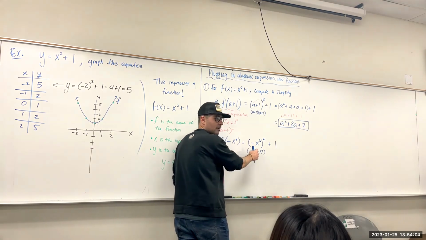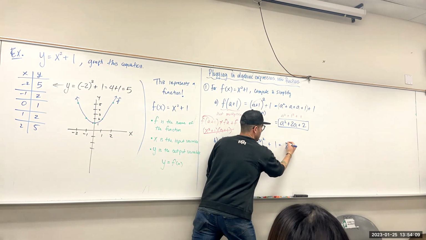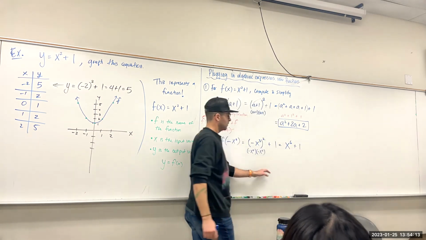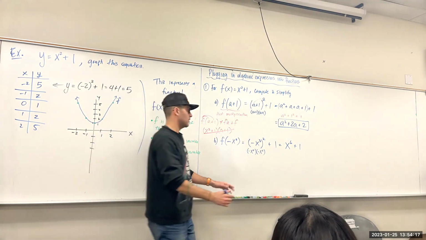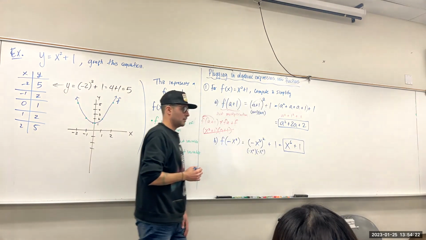I'm squaring it, so it becomes a positive. So it becomes positive x to the 6 plus 1. And then there's nothing to combine. So then that's it. This will be it.